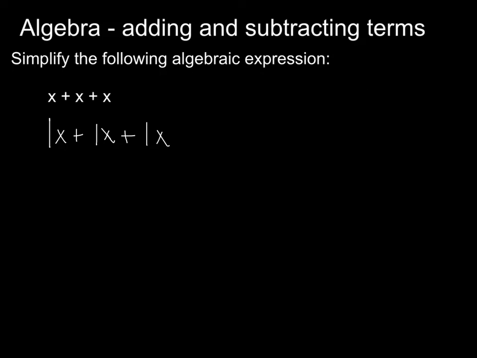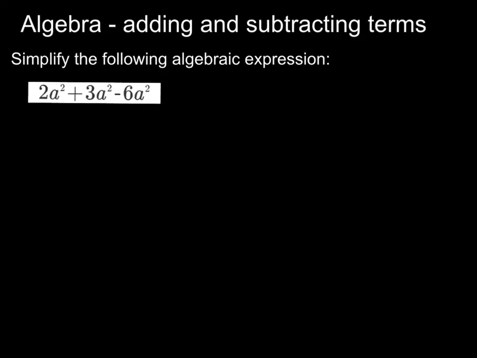So now we have the like terms, x, x, and x. We have the coefficients, so we can add them all together. So it's 1 plus 1 plus 1, so that should be 3x. And that's the answer to that one. So this next one looks a little bit complicated, but really it's not.